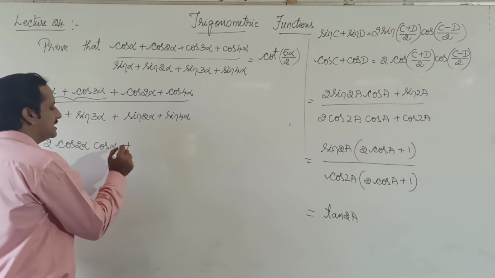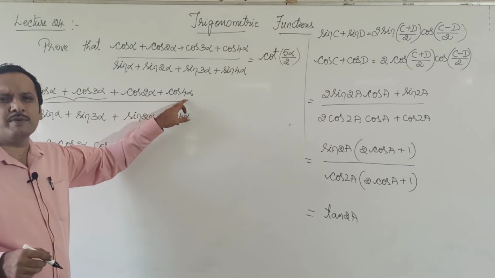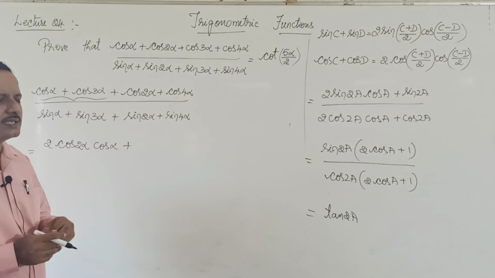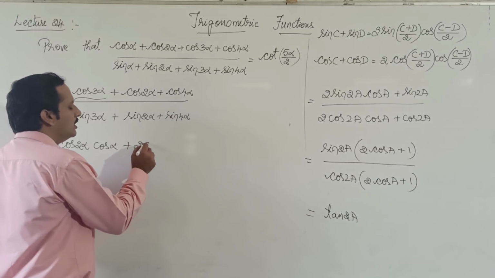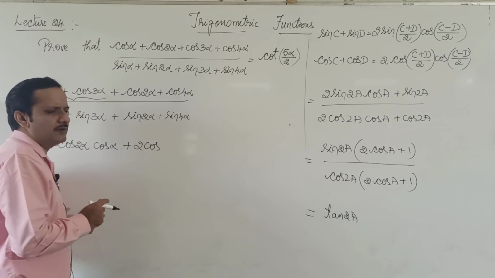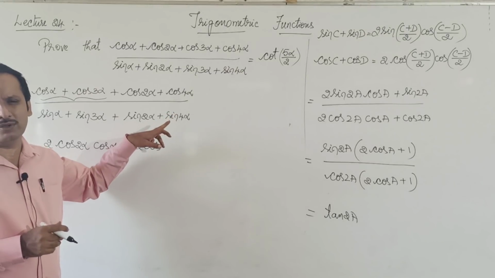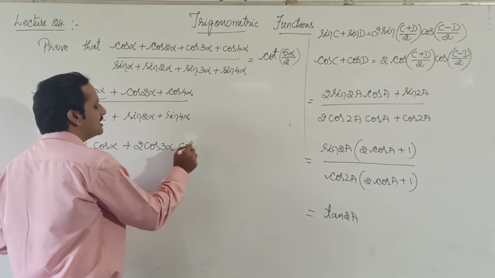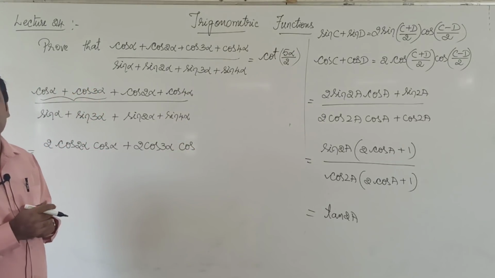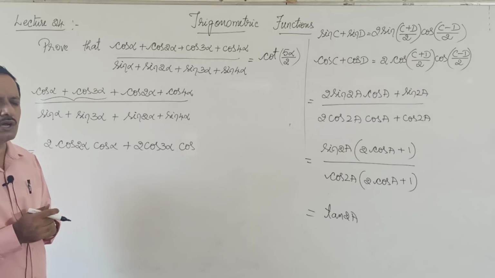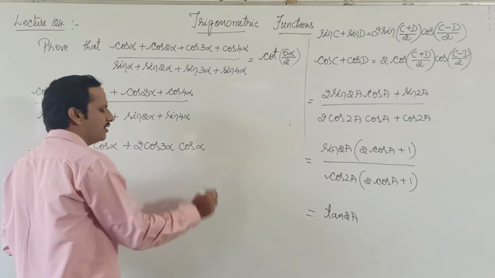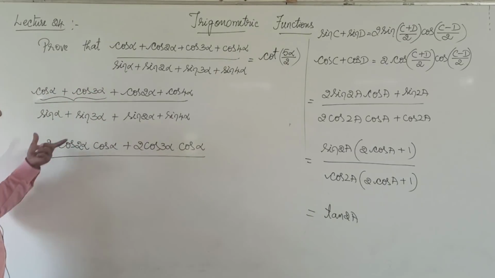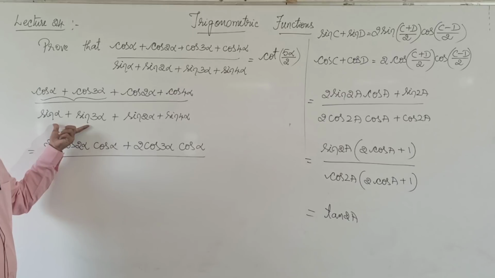Plus, then between these two also I am using the cos C plus cos D formula. Cos C plus cos D is equal to 2 cos (C plus D) by 2 into cos (C minus D) by 2. So this will give you 2 cos of (2 alpha plus 4 alpha) by 2, that is 6 alpha by 2 which is 3 alpha, into cos of (2 alpha minus 4 alpha) by 2, that is minus 2 alpha by 2, cos of minus alpha you get, which is same as cos alpha. Then in the denominator between these two I am using the sin C plus sin D formula.